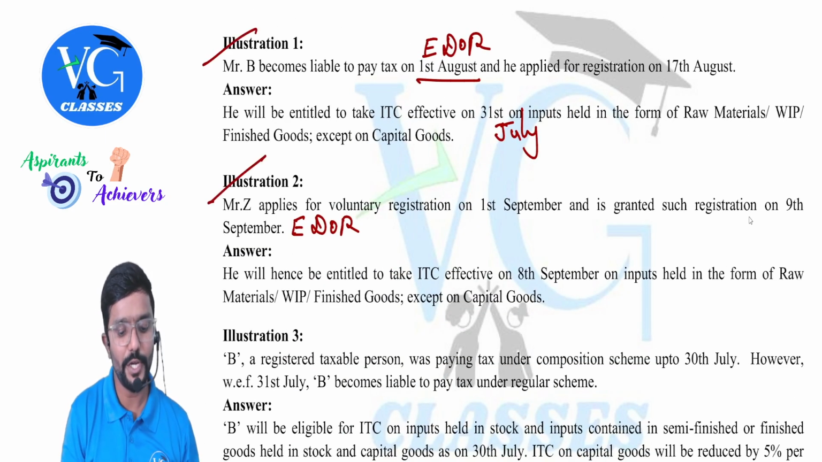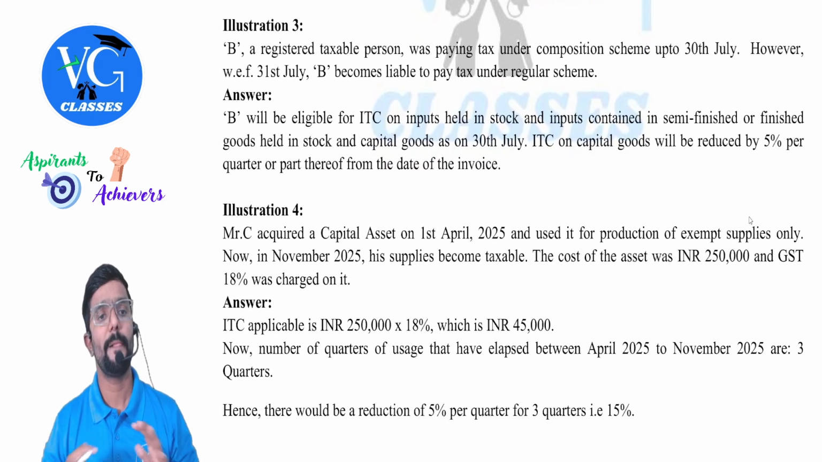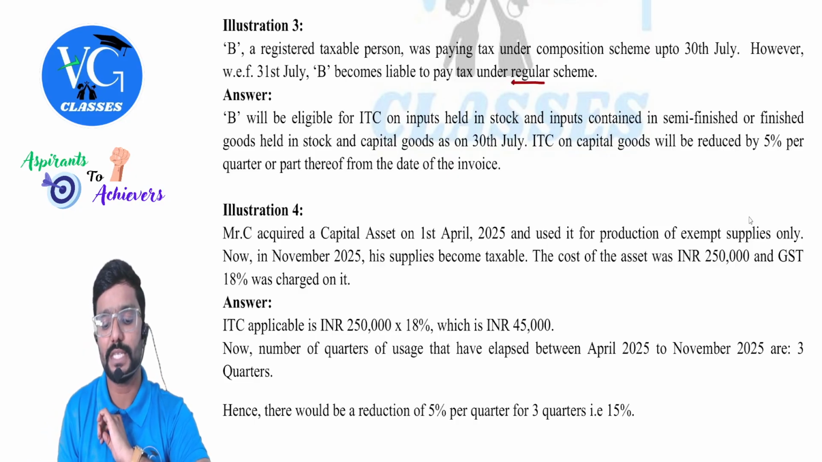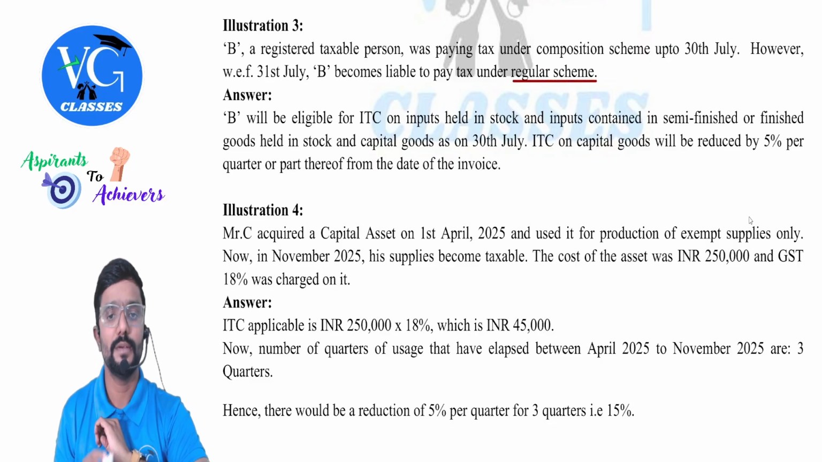We are already done with 1 and 2. 3. B, a registered taxable person, was paying tax under composition scheme up to 30th July. However, with effect from 31st July, B becomes liable to pay tax under regular scheme. Regular scheme means you can just underline and write section 9.